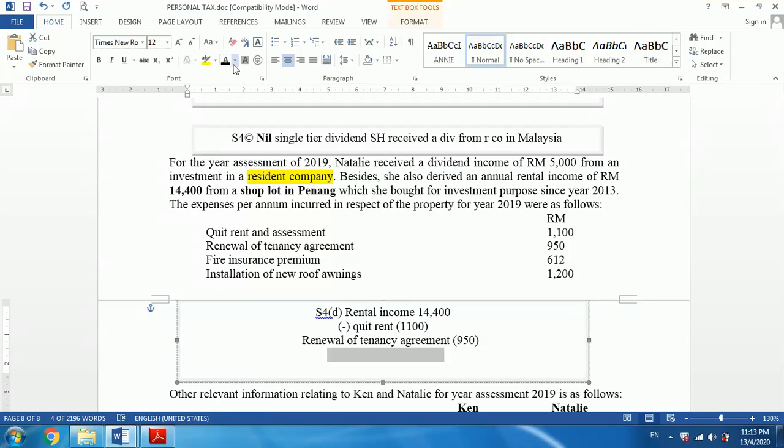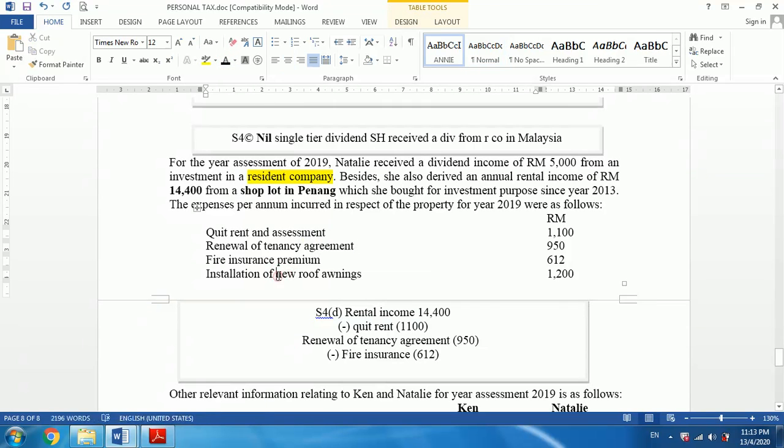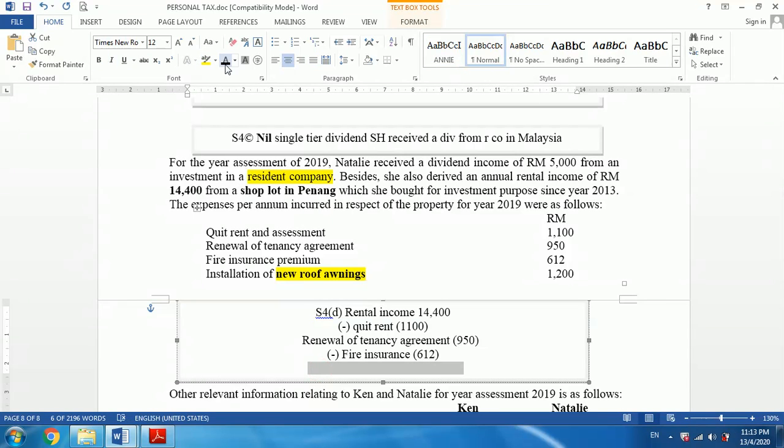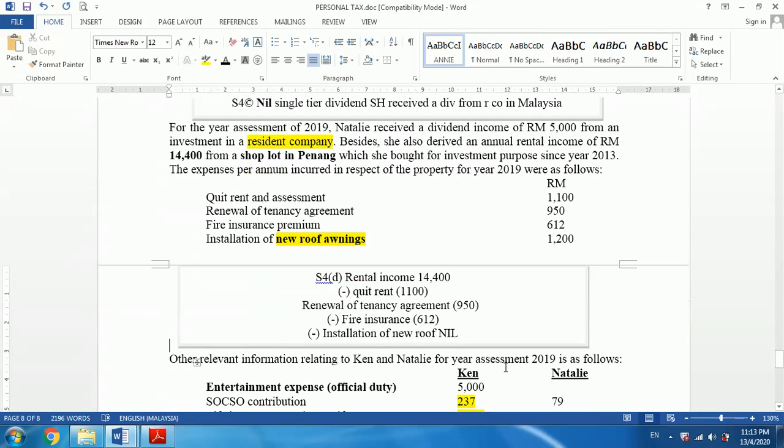Fire insurance, yes, no issues, but be careful with installation of new roof awning. When you install a new roof awning, this is an initial expense, or we call this a fixed expenditure, a capital expenditure. So for installation of new roof awning, this is non-deductible. You have to put nil as your deduction.